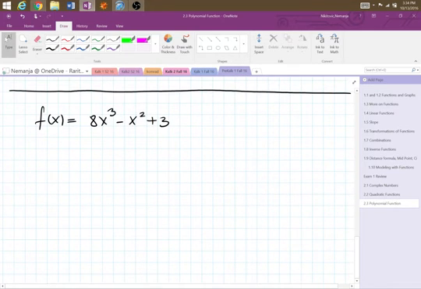It should be immediately clear that the first term in this case has the highest exponent. So that guy will be called the leading term. Leading coefficient is part of the leading term. So the entire thing over here is the leading term. And then 8 alone is the leading coefficient.